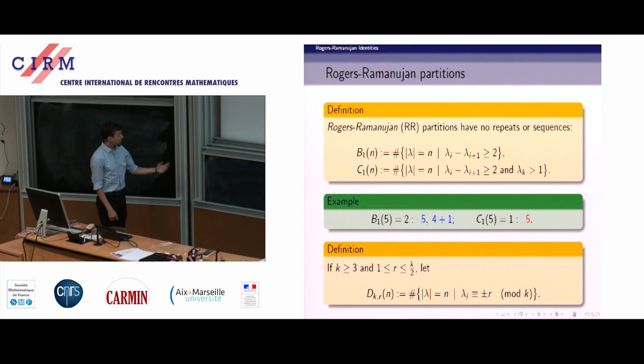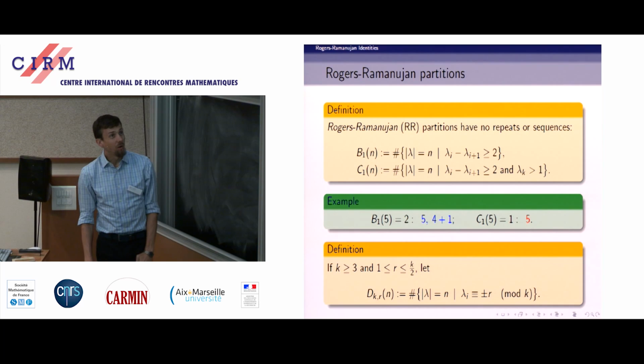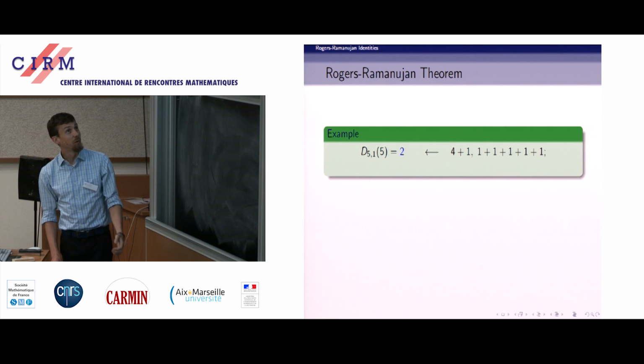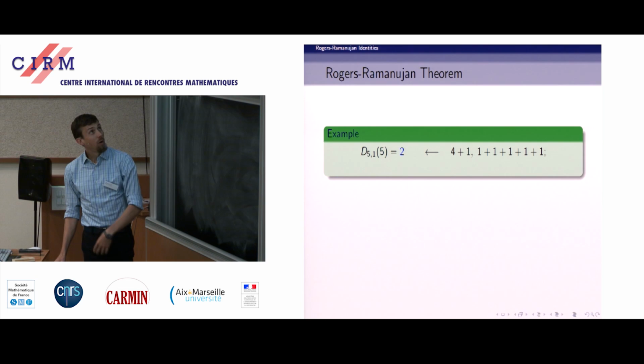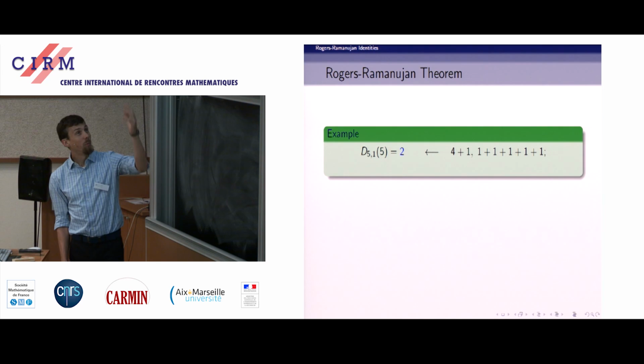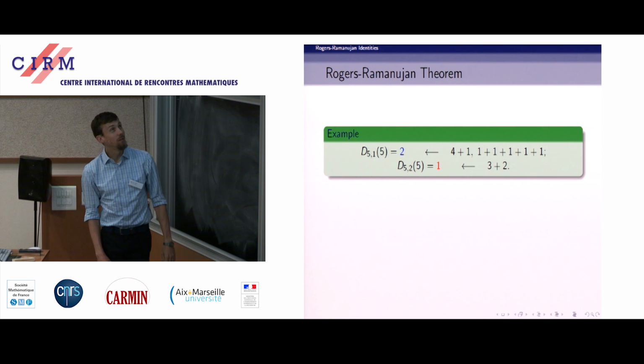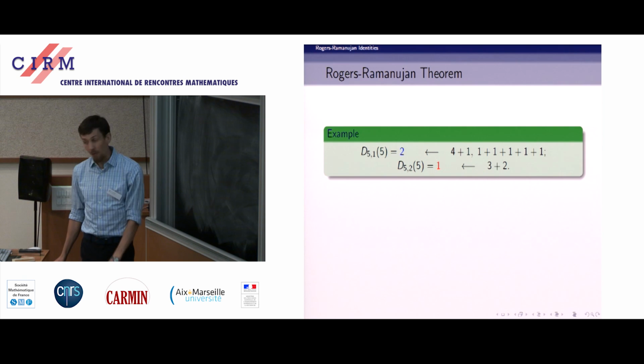Yet another definition, the partitions, all of whose parts are plus or minus r mod k. Again, we'll give a simple definition. For 5, 1, so if all the parts are plus or minus 1 mod 5, then all you can use is 4s and 1s. There are these 2 partitions, again in blue, and 1 partition whose parts are plus or minus 2 mod 5 of size 5, another red one.